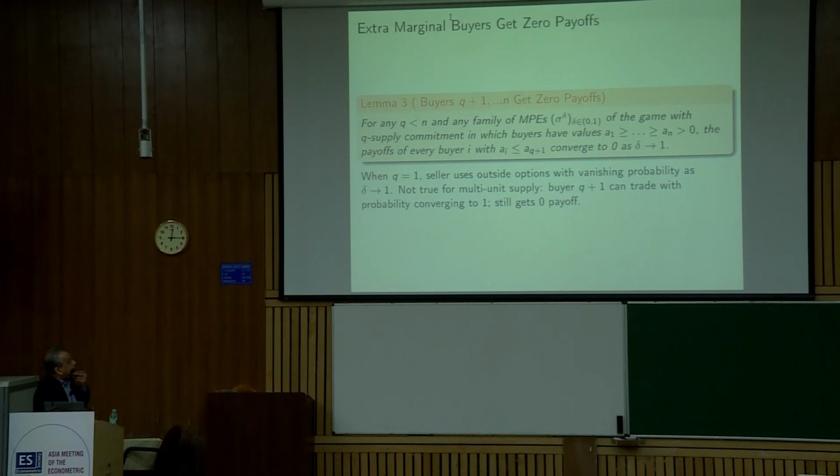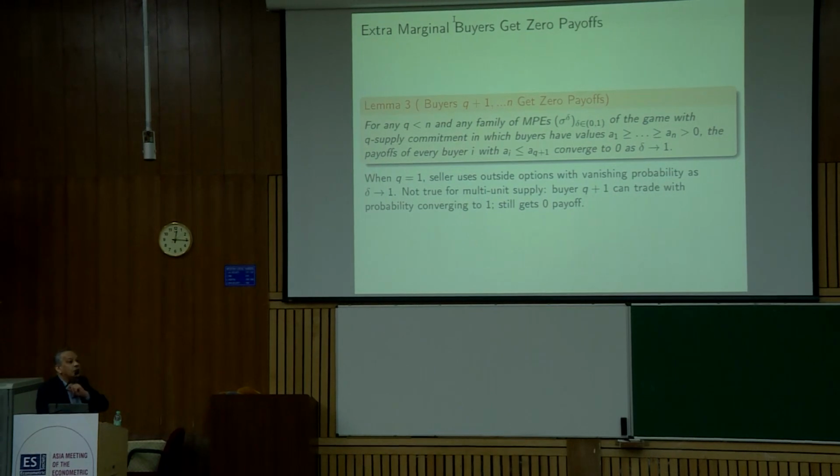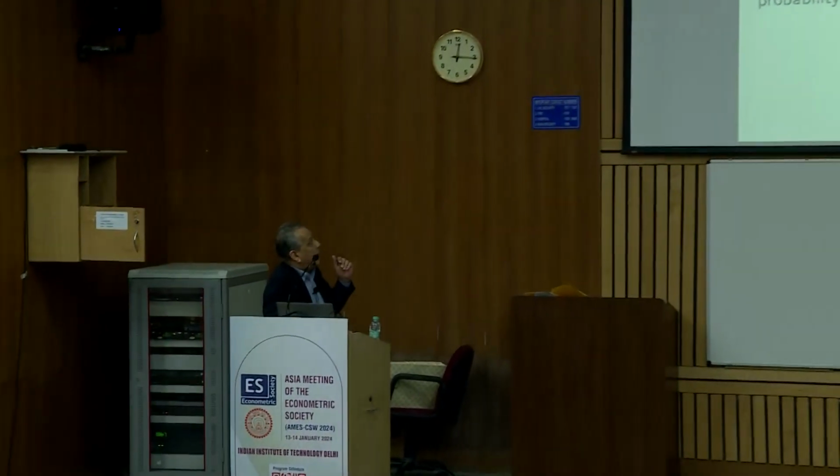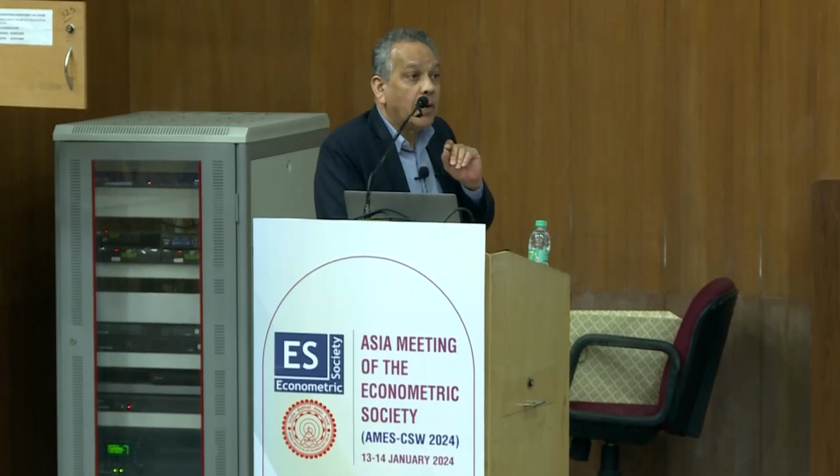And this says that it's always the case that if your valuation is weakly lower than the Q plus 1th valuation, then your payoff has to be equal to 0. So suppose Q is equal to 5 and N is equal to 10, and the first Q values are all equal, then the first Q buyers have a payoff of 0. But if there are strict inequalities, it's that buyers Q plus 1 through N will have a 0 payoff.